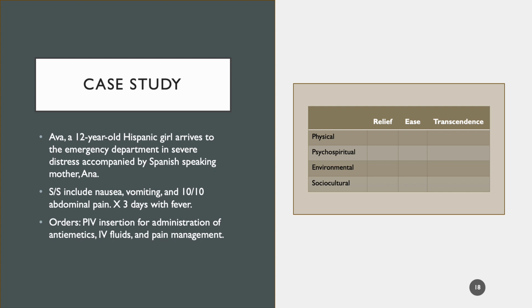Then we could have each student in the group take on a specific role. One could present physical comfort needs, another could explain sociocultural aspects, and another could focus on psychospiritual, and so on. So finally, each group could present their analysis to the class, which fosters discussion, peer learning, and also reflection.